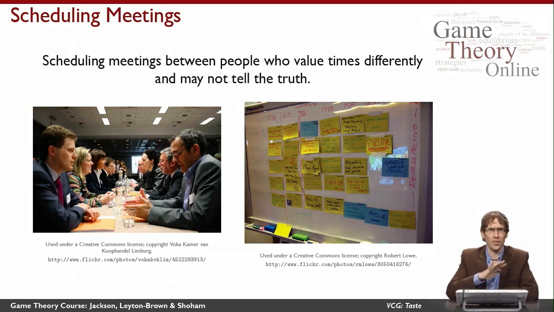Here's a third example, which is, again, pretty different from the first two. It's a little bit more like the bridge example. I need to make a social choice here rather than allocating one thing among different people. Here, the problem is scheduling meetings. So imagine that you're in a problem which I really face in my life all the time, where it's necessary to schedule meetings between people who have different values for different times in their calendar, and who may not tell you the truth about whether they're available or not.